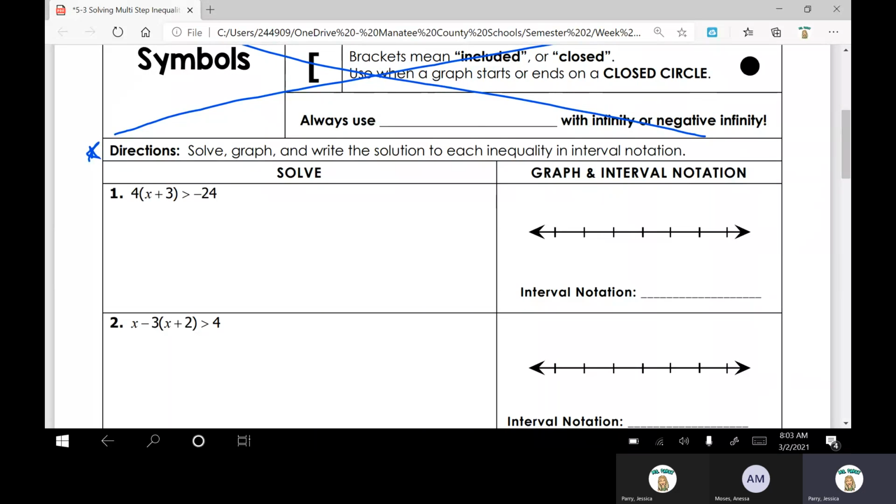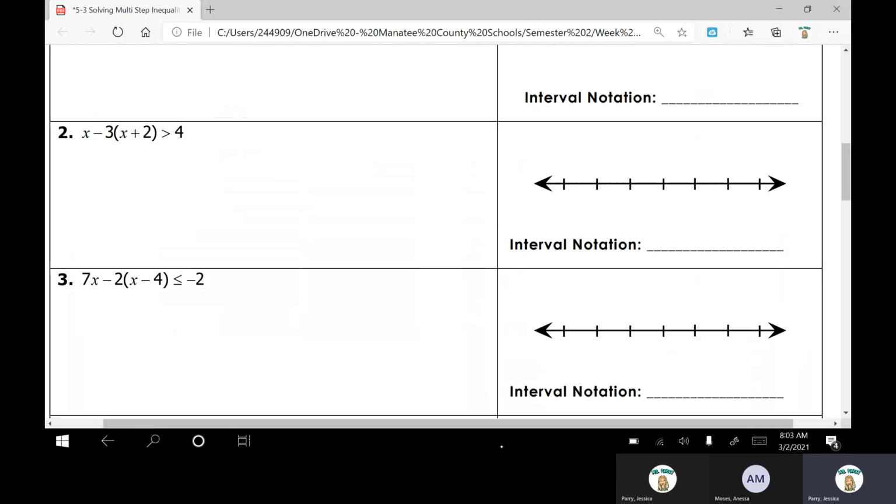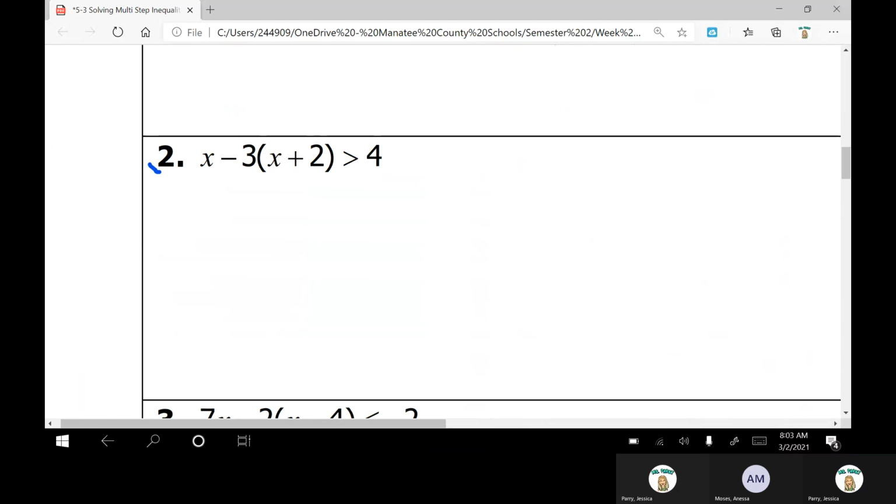But your directions for this, it says directions: solve, graph, and write the solution to each inequality in interval notation. Remember, you're not going to be doing the interval notation part. We're just skipping over that. And I'm starting with number 2.